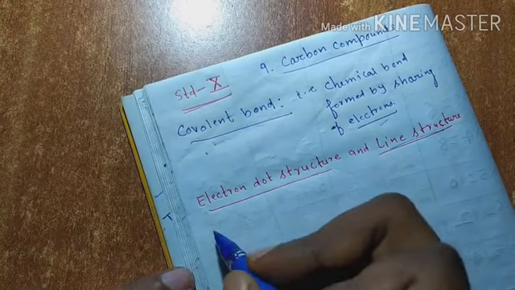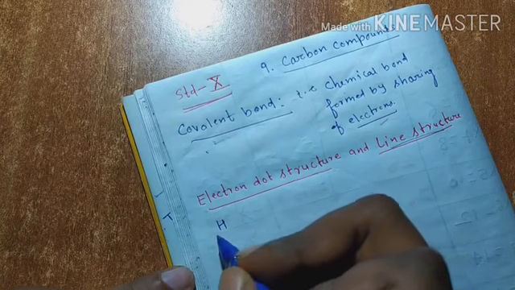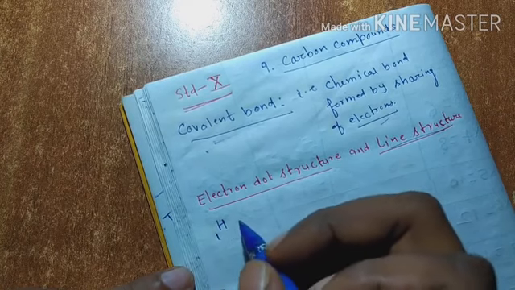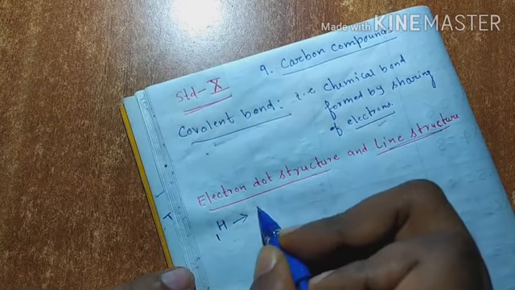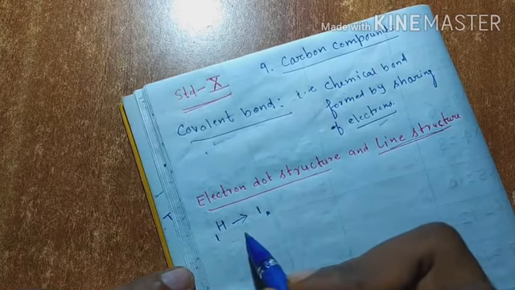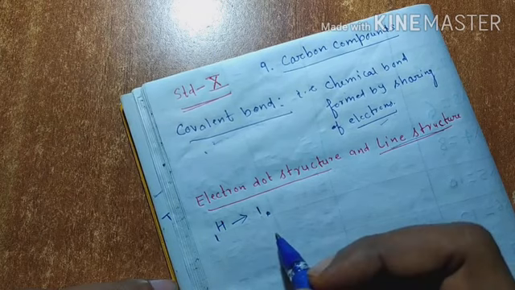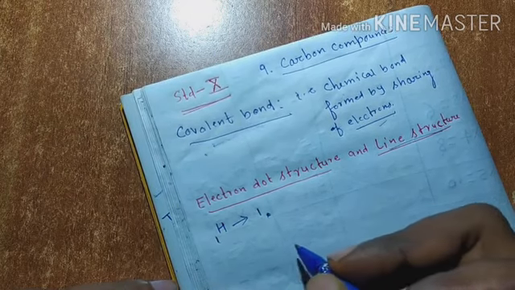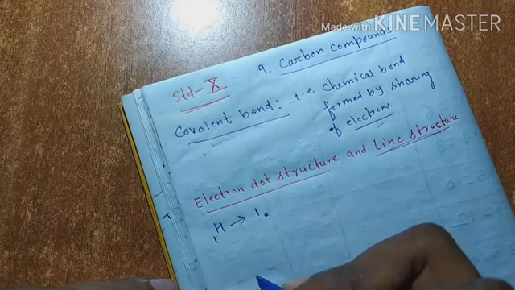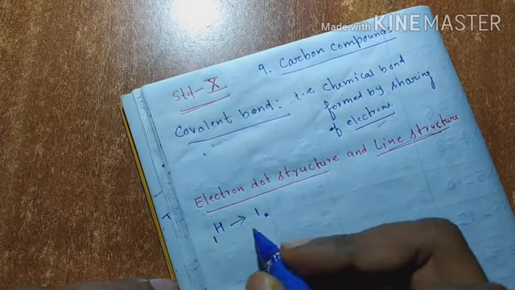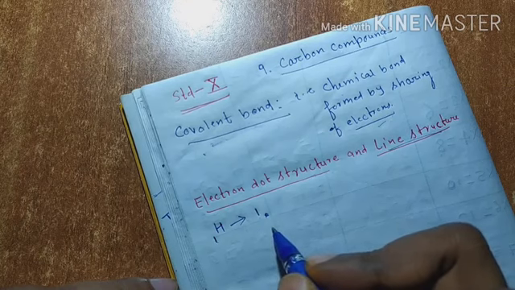You must remember the atomic number of hydrogen is 1, so its electronic configuration will be only 1, because in the first orbit there is only 1 electron, right? Then I am taking important elements that will be used in the formation of chemical bonds.